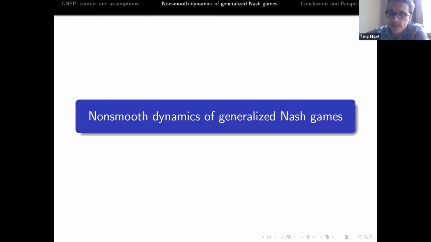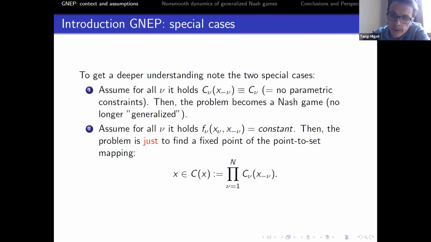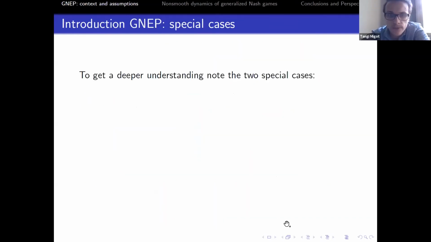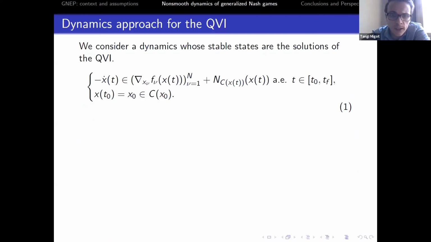Okay, so that's a very general presentation of the GNEP and my framework and main assumptions. Now what I want to talk about is more about some non-smooth dynamics which is connected with it. So remember we had this QVI reformulation, which was here. And what I am suggesting here is, let's say we have some differential system that starts from one initial point and will reach a Nash equilibrium when it reaches a stable state.